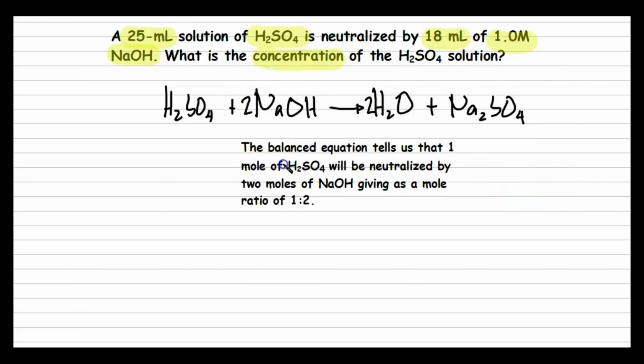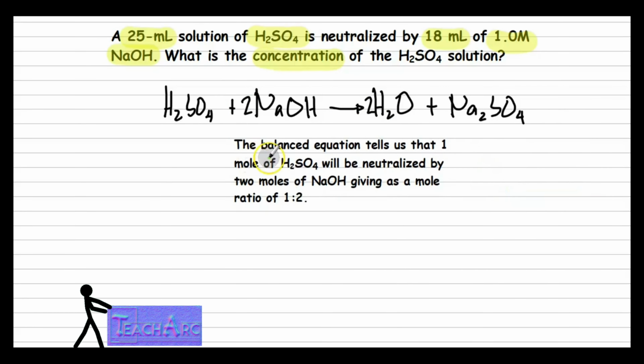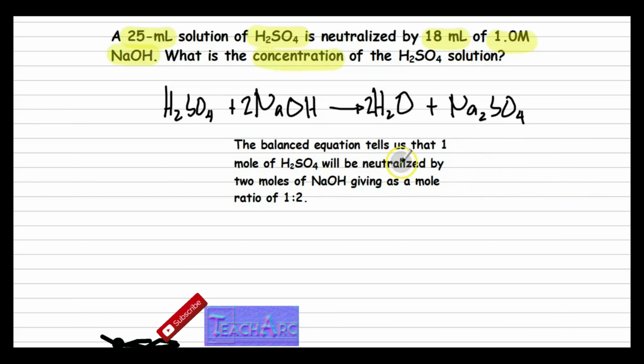The balanced equation tells us that 1 mole of H2SO4 will be neutralized by 2 moles of NaOH, giving us a mole ratio of 1:2. And this ratio will be used later on in the remaining steps.